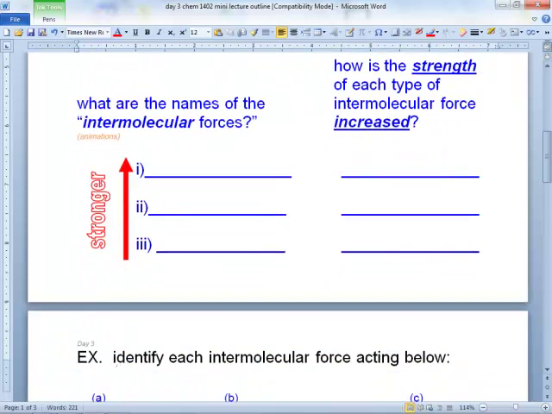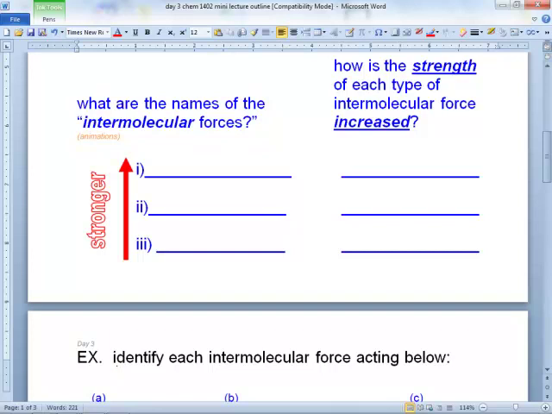Okay, we have intermolecular forces. AJ, can you give me one of them? So we've got these forces that actually hold molecules together. Those are the bonds. Now, we're not talking about those. We're talking about molecule to molecule. What makes them stick together? There are three of them. Anyone give them a hand?